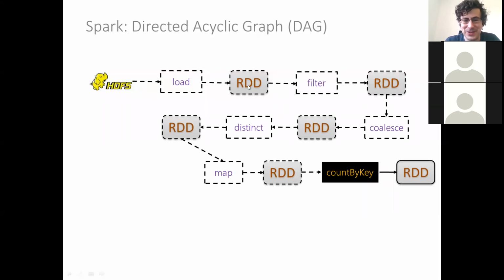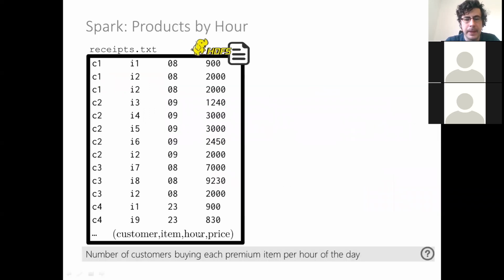But in general, the transformations will produce a new RDD that can be the input for further transformations and actions. So we saw this job before where we load the data, we filter by the premium items, we reduce the number of partitions, which is mainly to give the example. We apply a distinct to make sure we only count each item per customer once. We apply a map, and then we count the number of item hour pairs. So we get the number of items per hour sold.